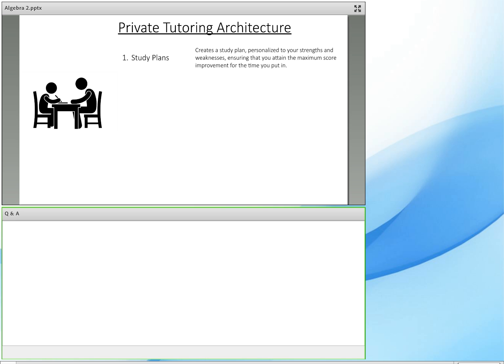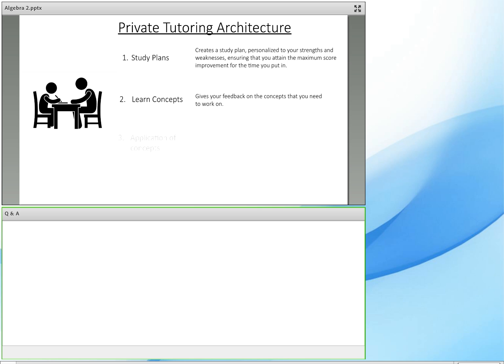When you work with a good private tutor, the first thing that a private tutor does is to create your study plan, where he or she would personalize that study plan to your strengths and make sure that you spend enough time overcoming your weakness. Then a private tutor would start teaching you concepts, and as a tutor teaches you concepts, he'll give feedback on the areas that you still need to work on, because not everyone gets everything in the first go.